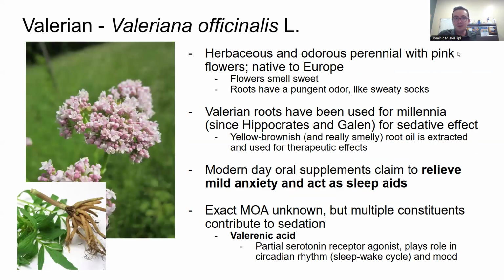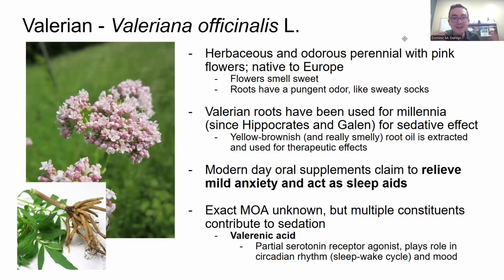Our most famous natural product that has to do with roots is probably Valeriana officinalis, named, of course, by Linnaeus, denoted by that L with a dot, and it's valerian root. So it's an herbaceous and very odorous perennial with pink flowers. It's native to Europe. The flowers smell sweet. However, the roots have a pungent odor. They're often compared to sweaty socks. So it is not the most pleasant of natural products to have to deal with.